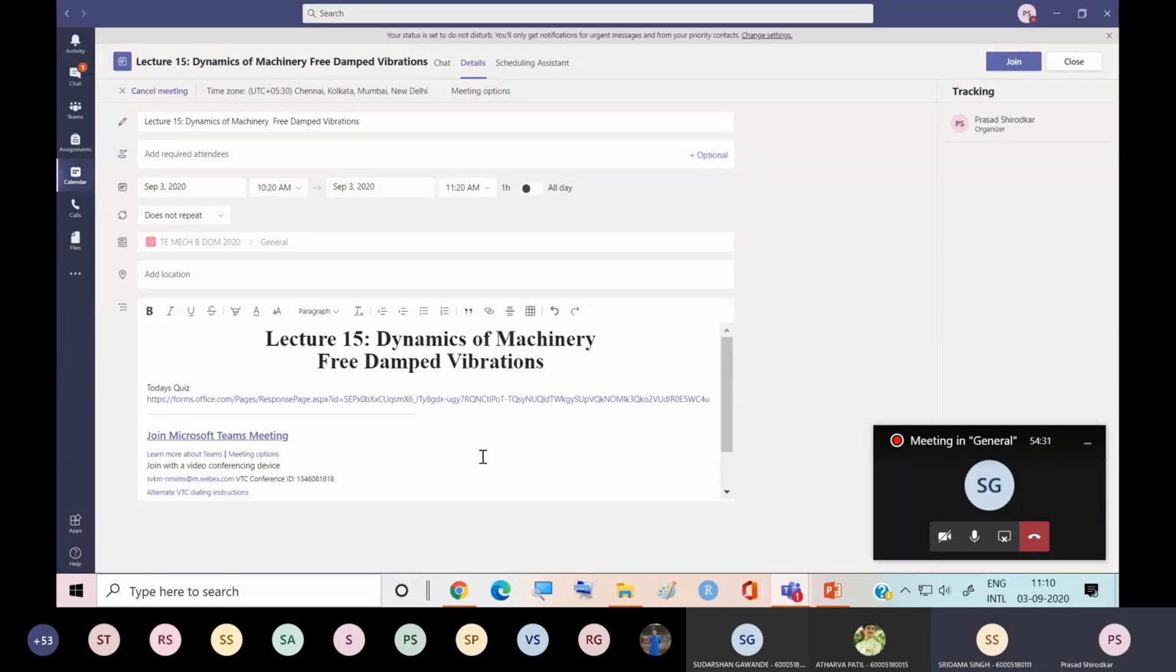Sir, could you please update the PPTs as well on the portal? Yeah, I think a couple of them are remaining, the last 2 lectures. The rest of them have been updated. Only 14 and 15 are remaining, yes. Correct. Okay.